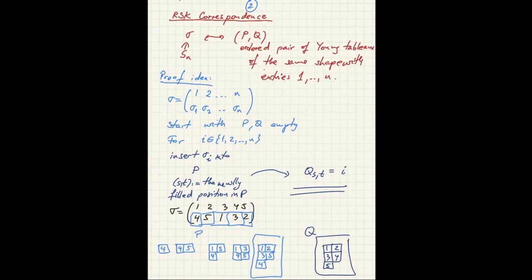So one can go backwards if we are given a P and a Q. We can run this algorithm backwards, and we can get a permutation sigma in Sn. I will describe this again by means of an example, so I won't give the whole proof, but let's just say that P is the following: 1, 2, 5, and 3, 4.